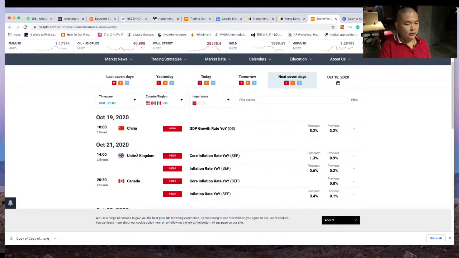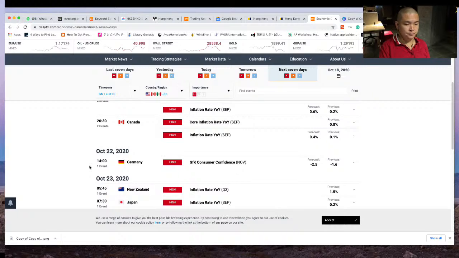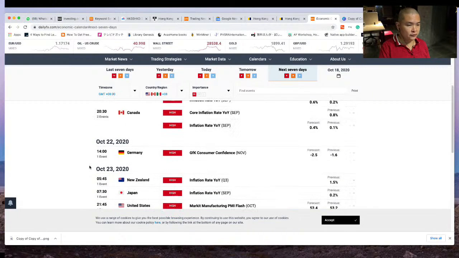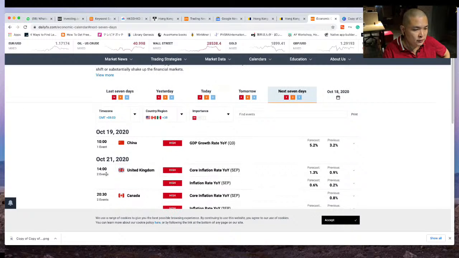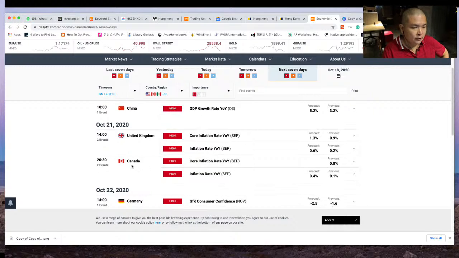The other pieces of red news that we're going to have throughout the week probably are not going to affect the HK50 that much. For example, on Wednesday we're going to have the United Kingdom inflation rate and core inflation rate, two pieces of red news. The Canadian dollar we're going to have on the same day, at 8:30 in the evening Hong Kong time.